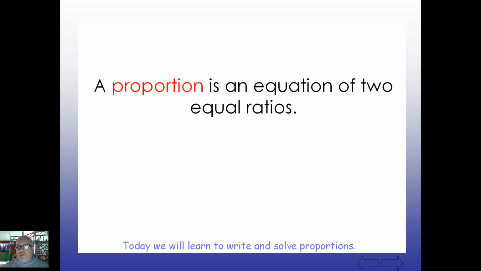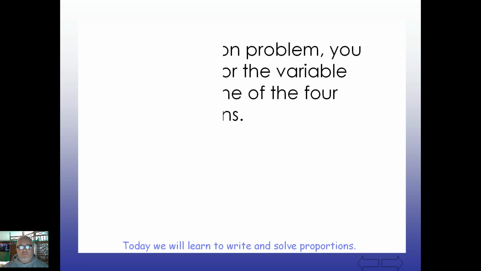A proportion is an equation of 2 equal ratios. So now we're going to be looking at 2 ratios that are set equal to each other. Like this example, 3/5 equals 9/15. If you multiply top and bottom of 3/5 by 3, we'd get 9 over 15. Moreover, if you do the reverse, if you divide 9 by 3 and divide 15 by 3, we end up with 3/5 over here. Okay, so this is a proportion.